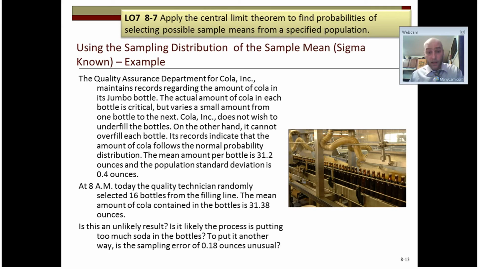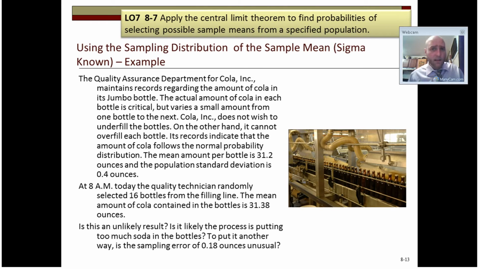Those 16 bottles had a mean of 31.38 ounces. Now our question is: is that an unlikely result, given the fact that we know the mean should be 31.2, and there's probably some variance from bottle to bottle? Some will be a little bit more, some will be a little less.